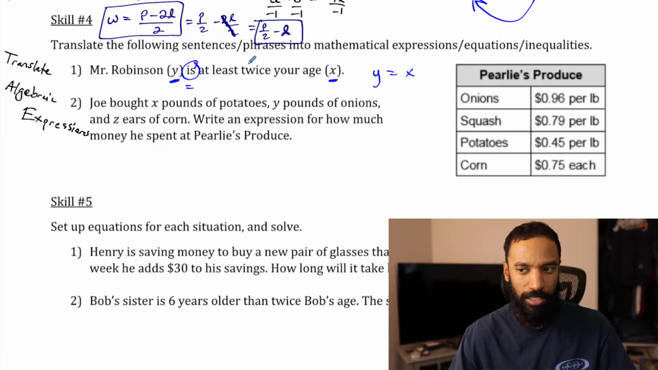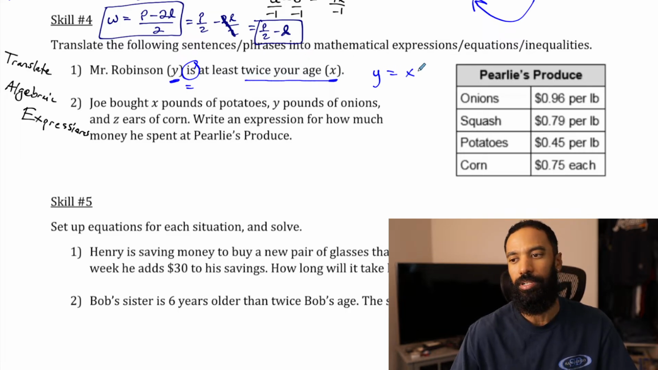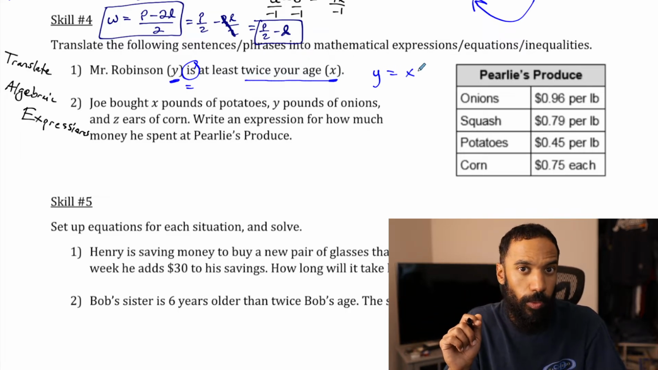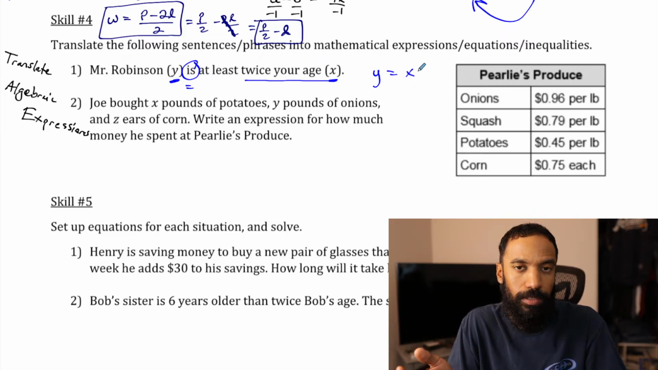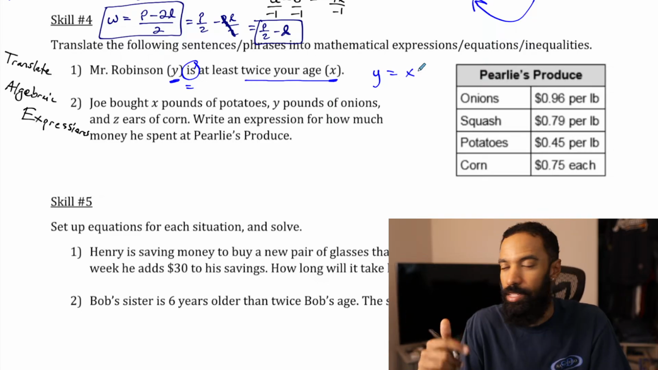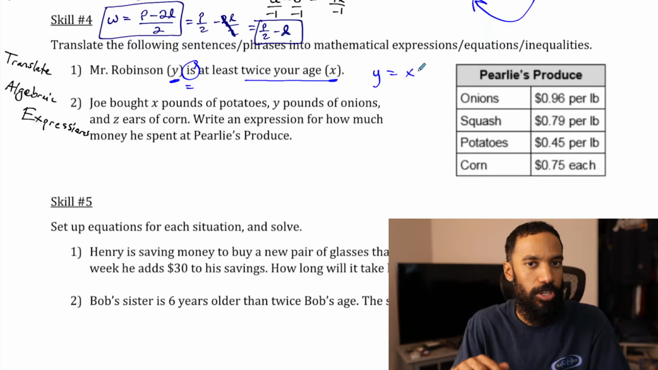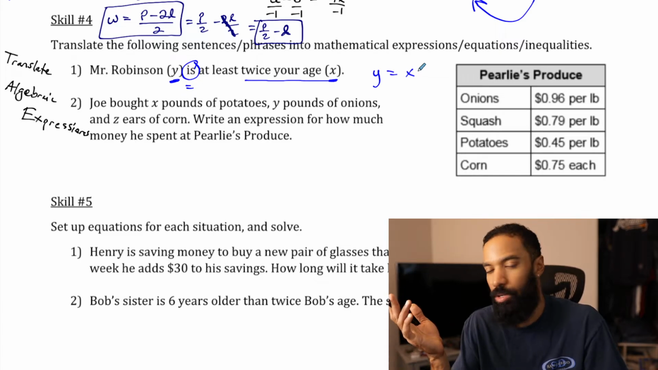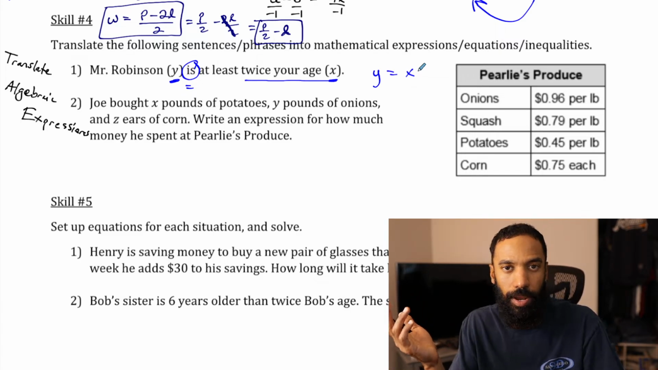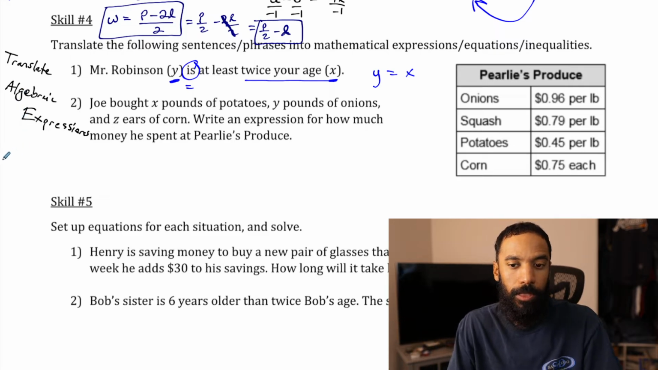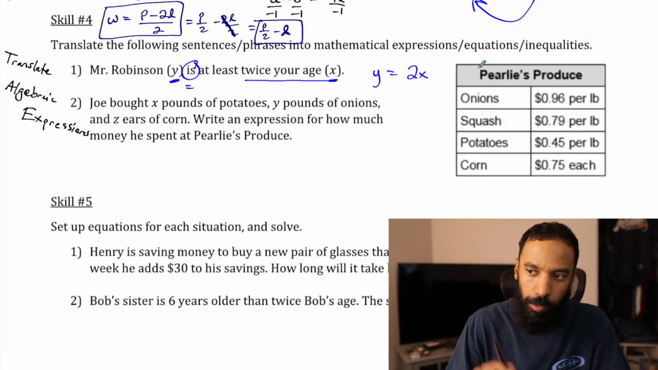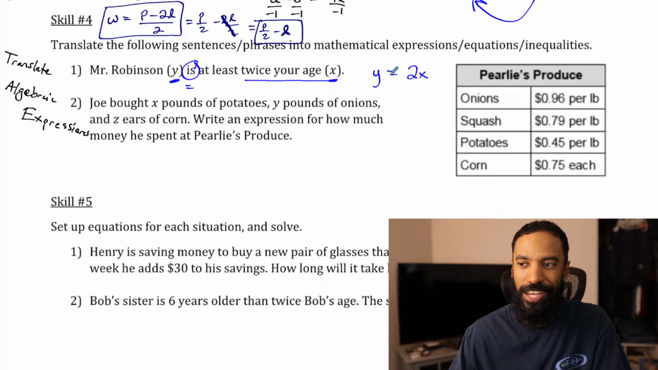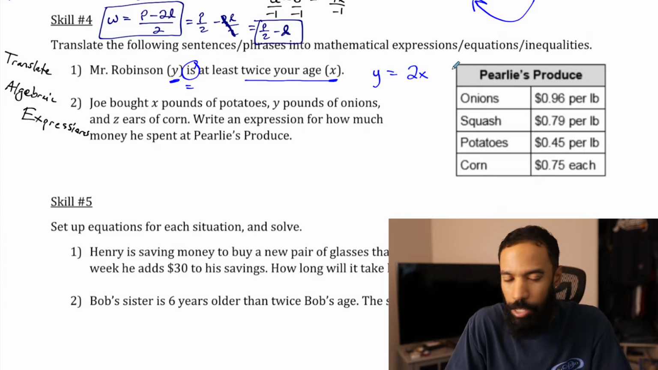Now, don't worry, I'll talk about that "at least" portion, but let's talk about the "twice your age" portion. What is an expression for twice your age? Think about it. If you're 10 years old, I'm not 20, but if you're 10 years old, what is twice your age? You take 10 and you multiply it by 2. 2 times your age. Well, what is your age in this case? We don't know what your age is. X, right? What's twice that age? You take that X and multiply it by 2. So an expression for twice your age would be 2X, like that. This would be an equation for Mr. Robinson's age is twice your age. And that's what that would be.